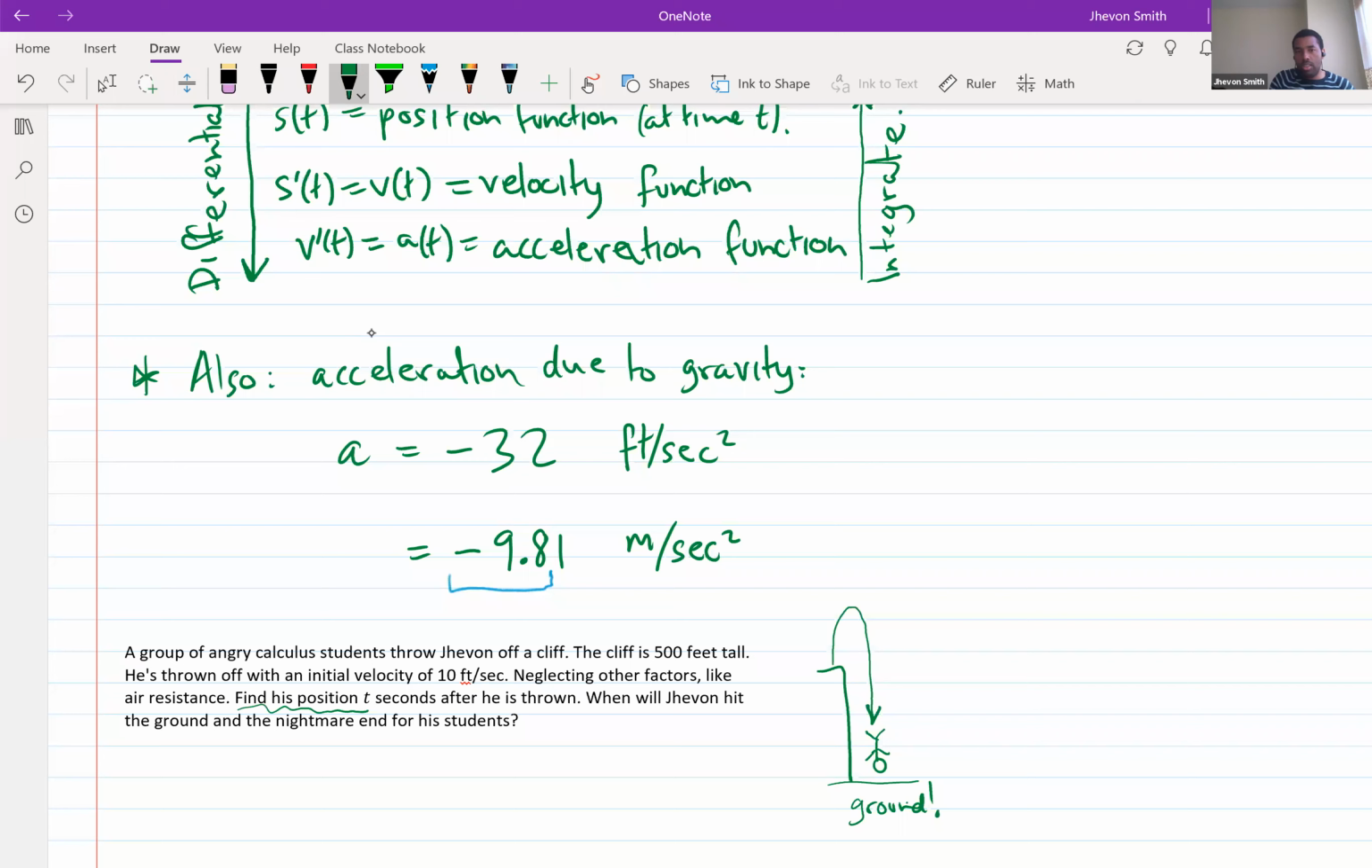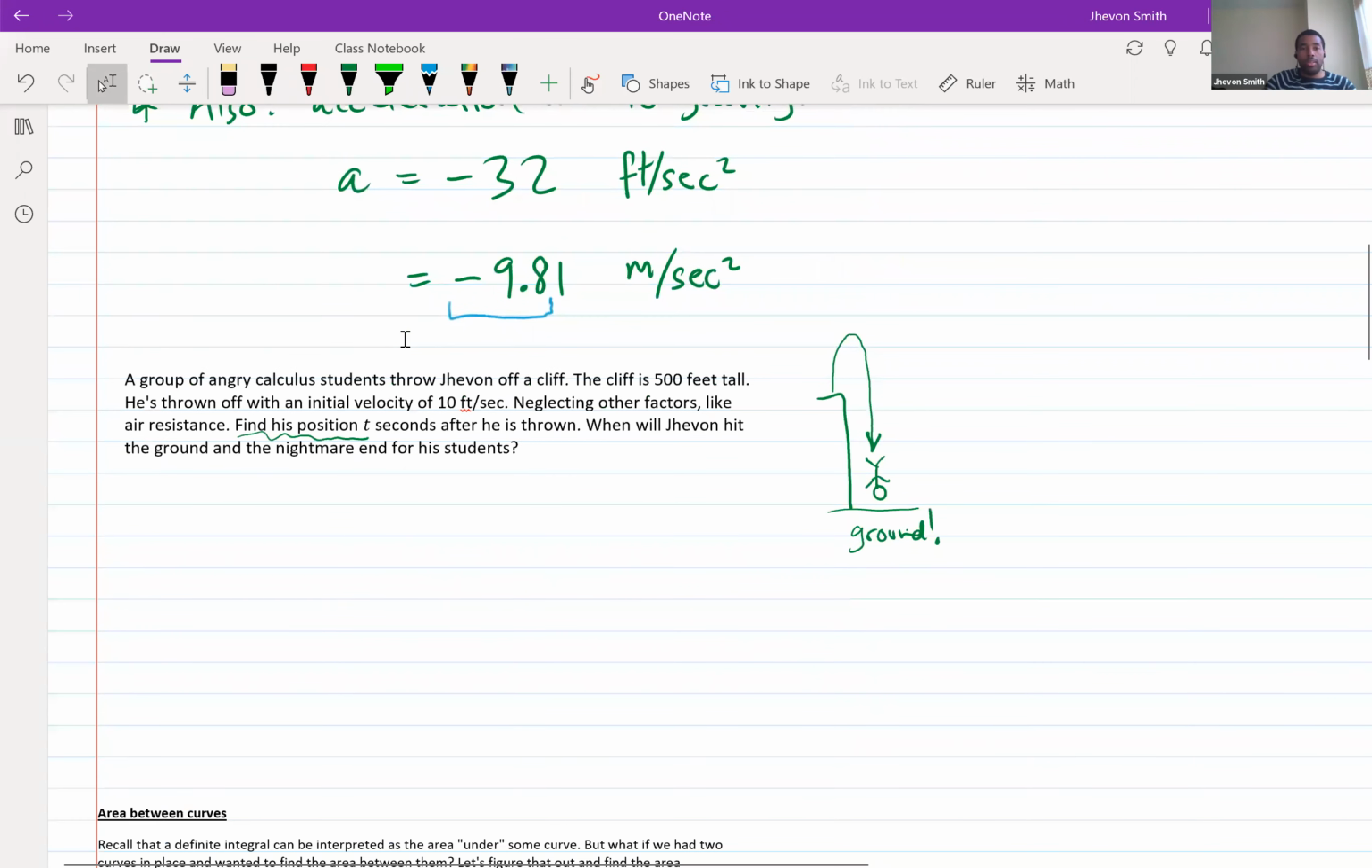So it turns out in this word problem, the only thing you actually know for sure is the acceleration function.